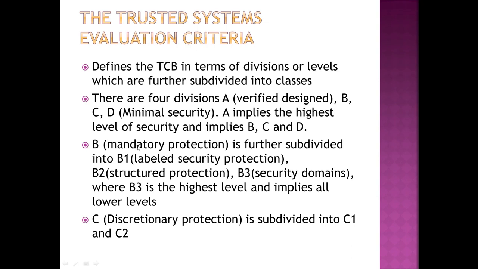Some of these levels actually have sub-levels. For instance, level B, which is mandatory protection, is further subdivided into level B1, which is labeled security protection, level B2, which is structured protection, and level B3, which is security domains. So again, it is hierarchical, meaning that a B1 rated system must implement structured protection, and it must implement security domains, because B1 is higher than B2 and B3. That's what it means, yeah.